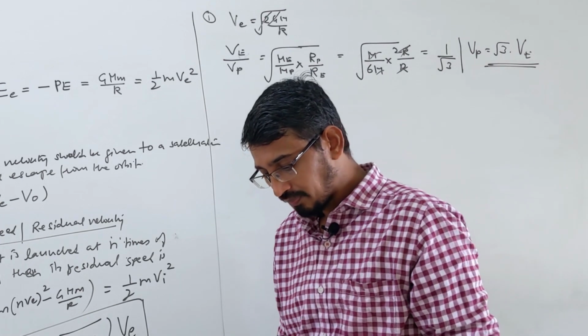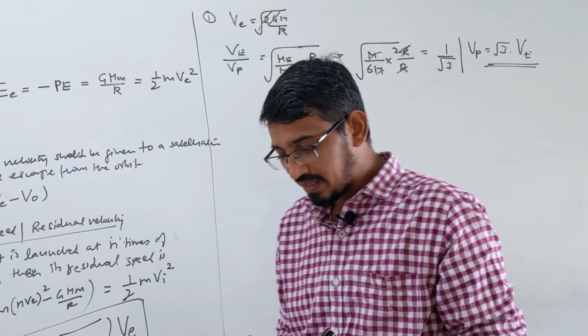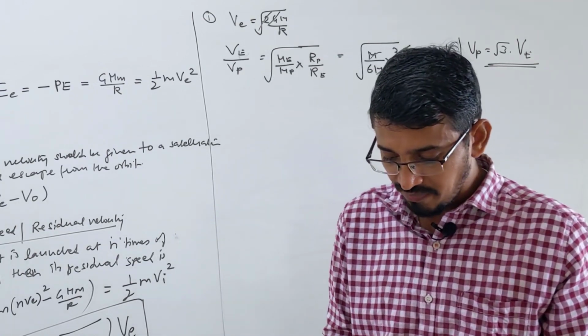The next question says: how much energy will be necessary for making a body of 500 kg escape from Earth?